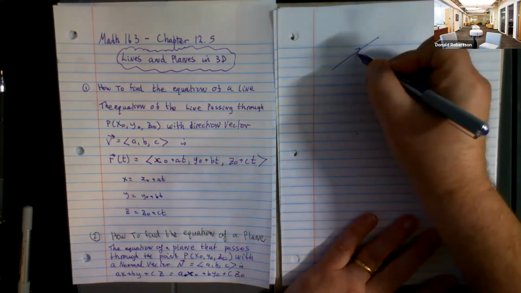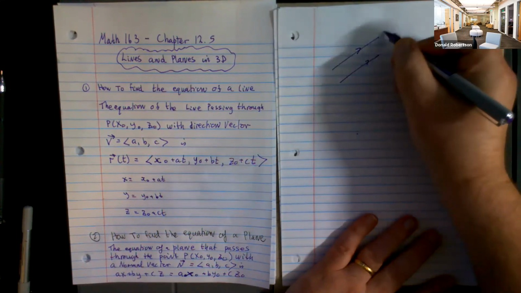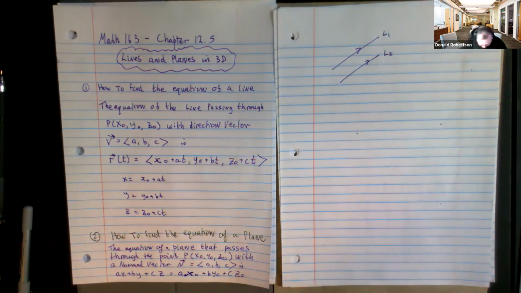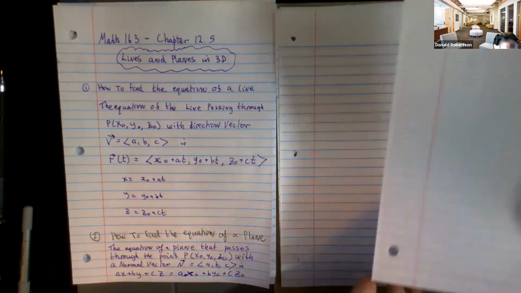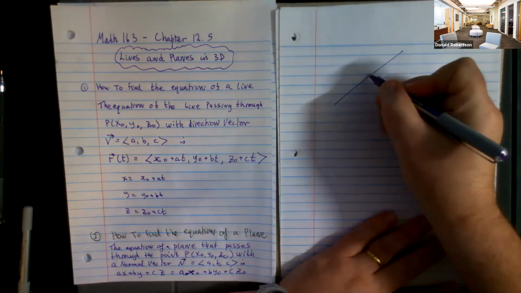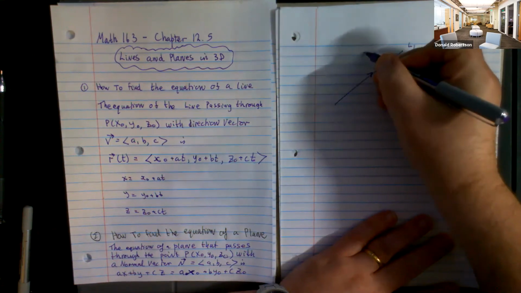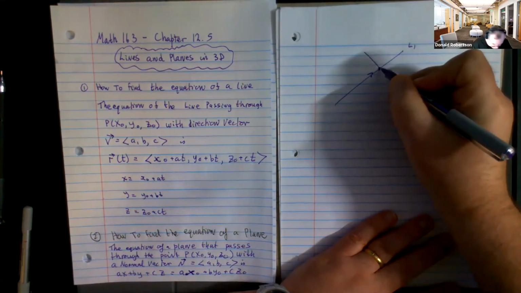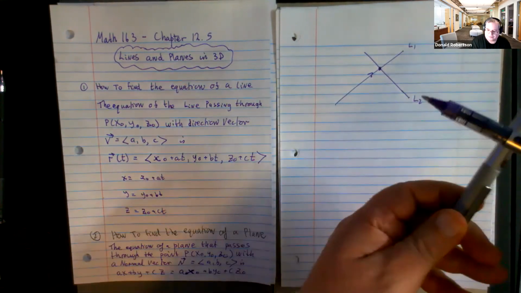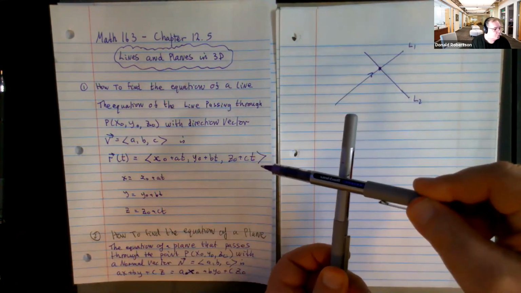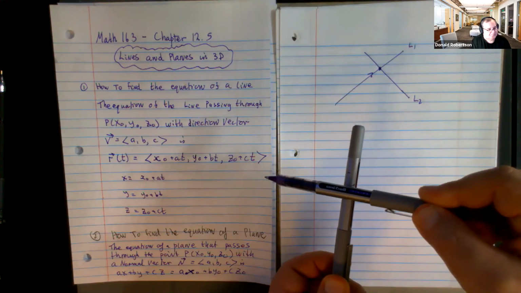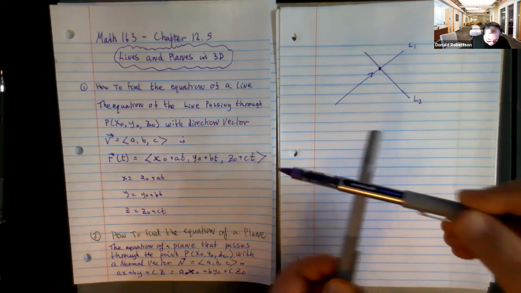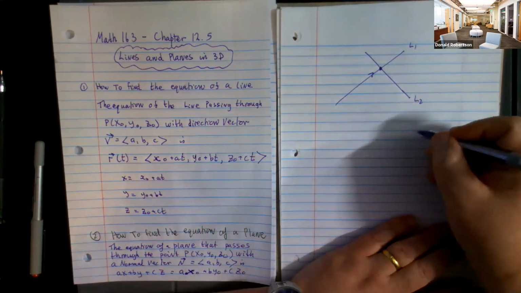I want you to imagine I've got two different lines. I'll call them L1 and L2. Let me draw that again because I don't want that. Two lines in 3D space. If they do intersect, won't they intersect at a point? Agreed?